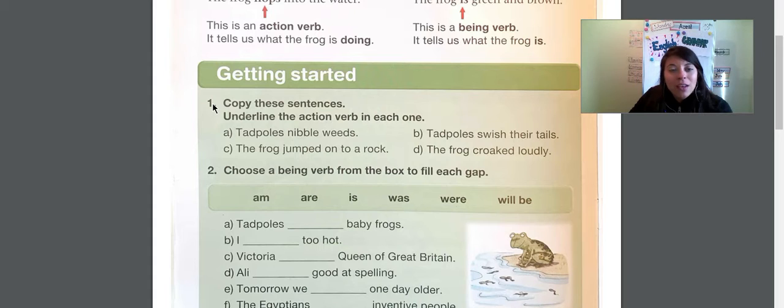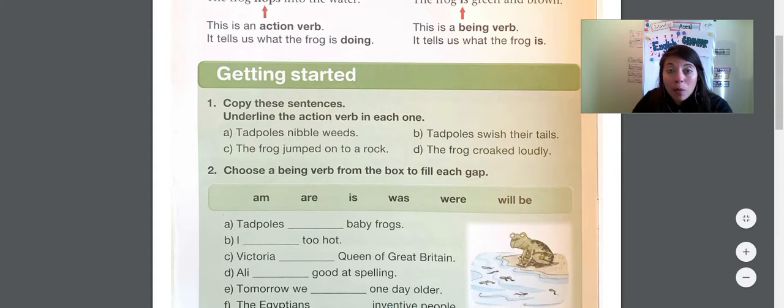Now, you have to copy these sentences, sentence A, B, C, and D. And then you have to underline the action verb in each one. Tadpoles nibble weeds. Tadpoles swish their tails. The frog jumped on a rock. The frog croaked loudly. Now, even if you don't know what these words are, I'm going to show you what they mean.